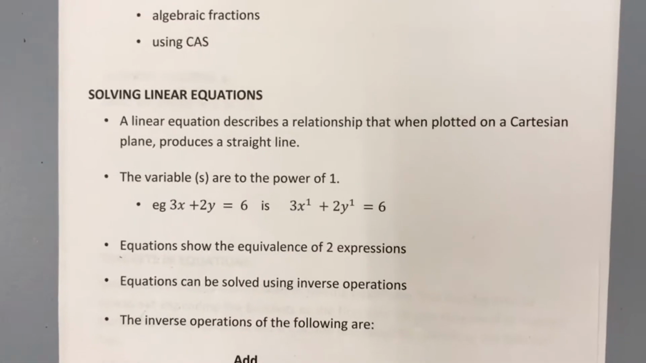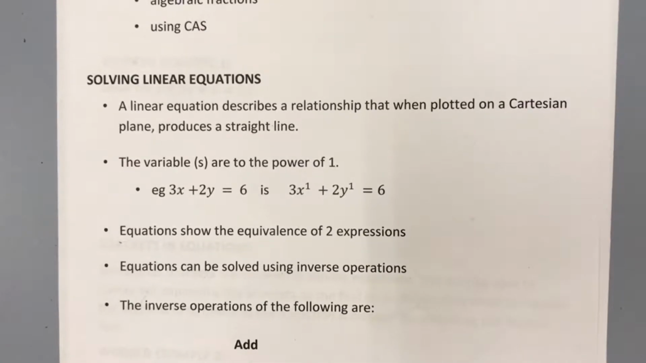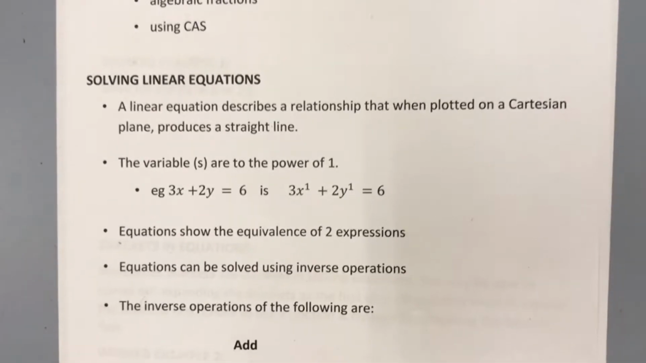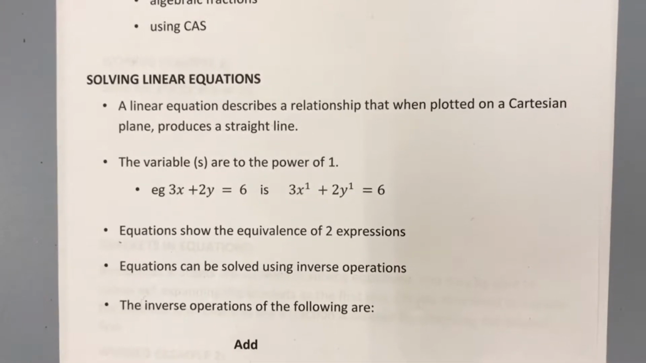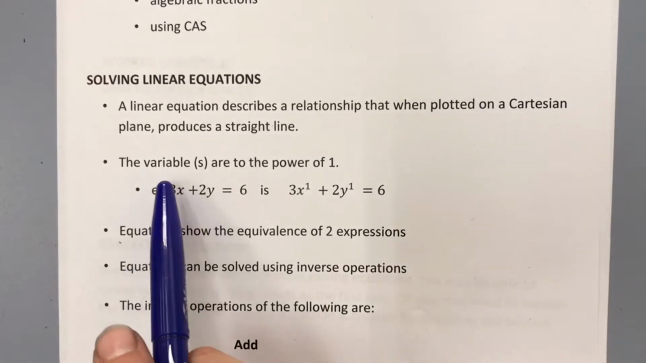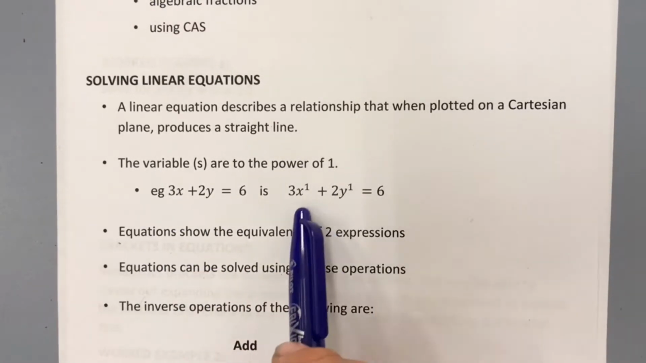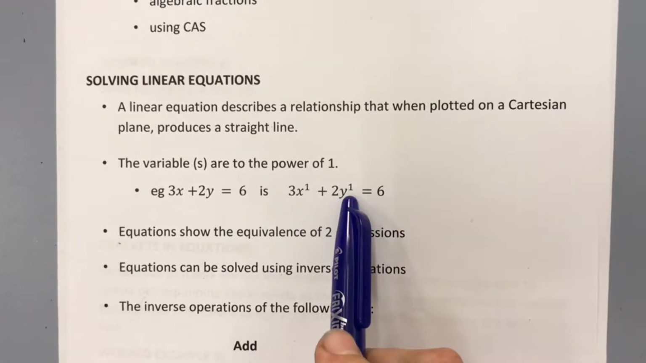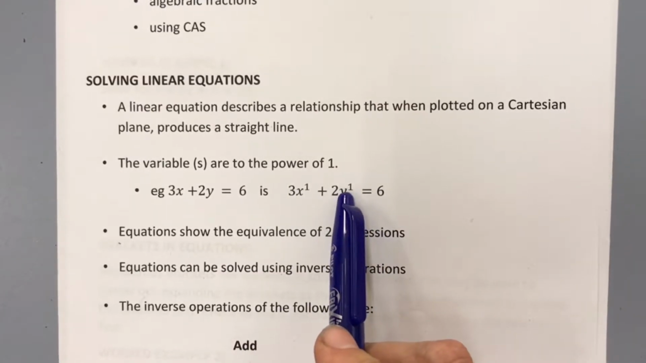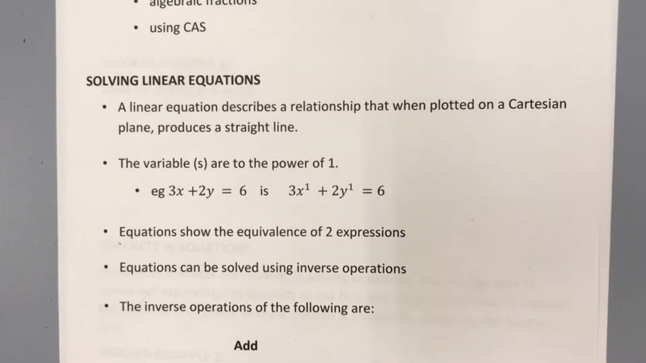Okay, so just some notes on linear equations to start with. Just reading through these. A linear equation describes a relationship that when plotted on a Cartesian plane produces a straight line. So toward the end of last year you will have looked at doing a lot of that straight line graphing stuff. This is the equation that you're looking at graphing, okay, a linear one. Anything that's a linear equation, the variables are to the power of 1. So for example, if you've got 3x plus 2y equals 6, the x is to a power of 1 and the y is to a power of 1. As soon as you're dealing with squareds or other things in this, it's not going to be a linear equation anymore, okay?